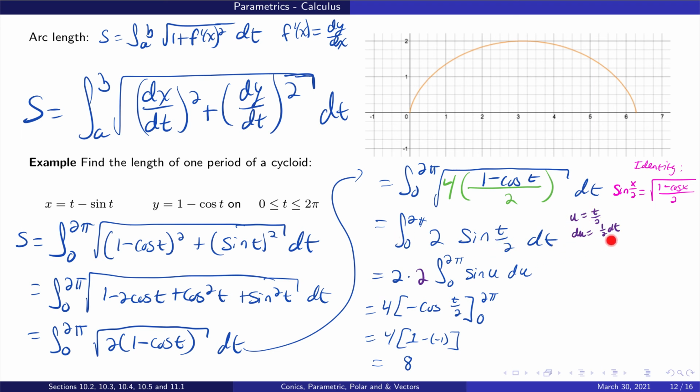Doing a u substitution, I needed a 1/2 dt. So when I put the 1/2 dt in here, I need to offset that with a 2 on the outside. So one of the 2's came from the square root of 4 that I needed to get the trig identity formula. And the other 2 comes from the u substitution. So now I have 4 antiderivative of sine, which is negative cosine. Substituting in values of 2 pi and 0 into this function, I'm going to get 1, positive 1, and then a negative 1. The difference between 1 and a negative 1 is 2 times 4 is 8. So the length of this arc is a nice, neat 8.